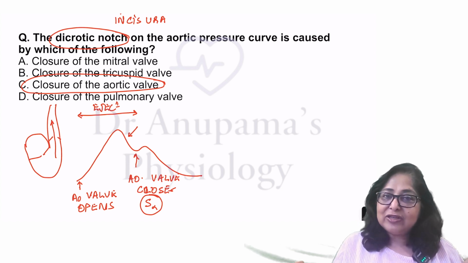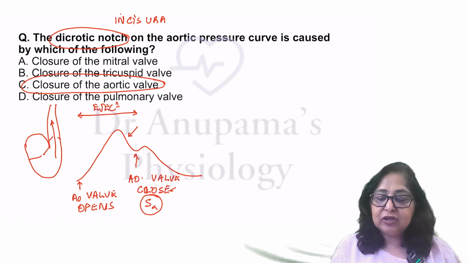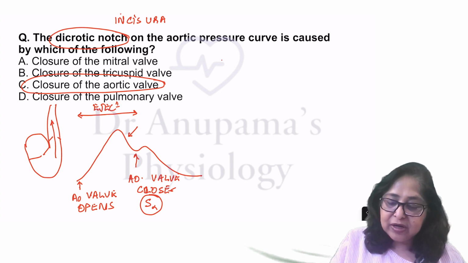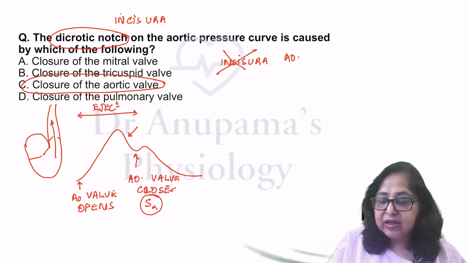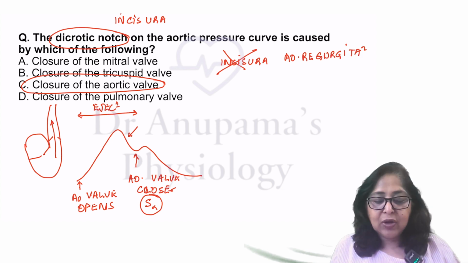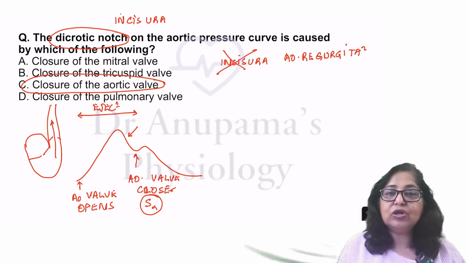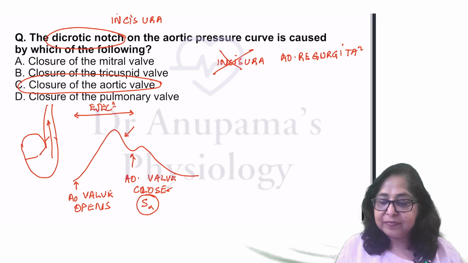So a very interesting question: in which valvular condition is there no incisura? Incisura is absent, or the Dicrotic Notch is absent, in aortic regurgitation. So the answer is C, that is closure of the aortic valve.